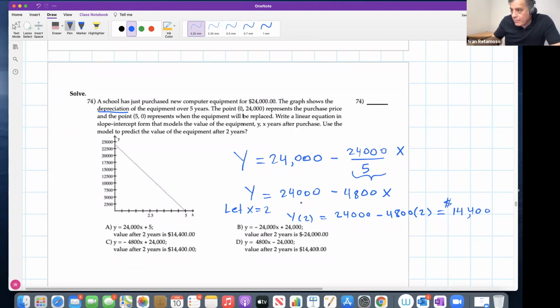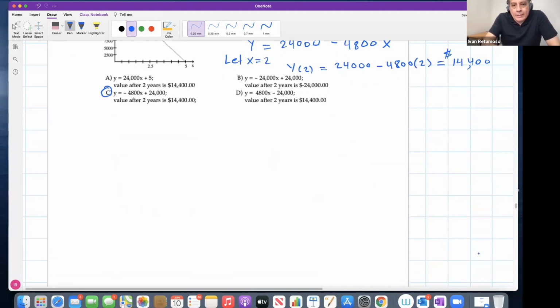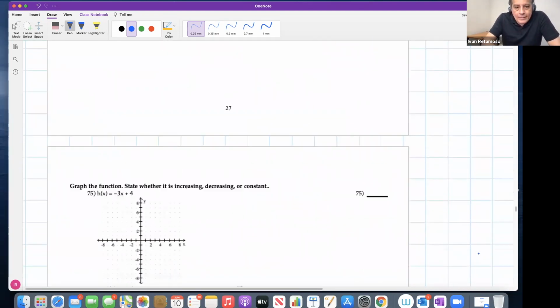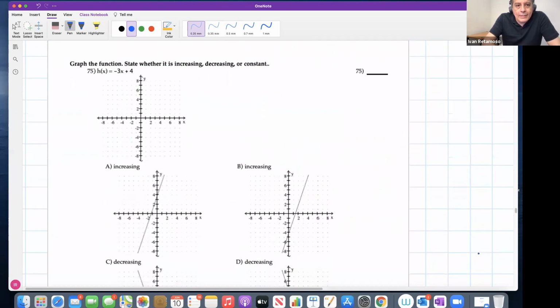So looking through, you can see that the answer has to be this. This is the function here, and this is the value after 2 years, 14,400. Very good, guys. The next question deals with graphing these linear functions.